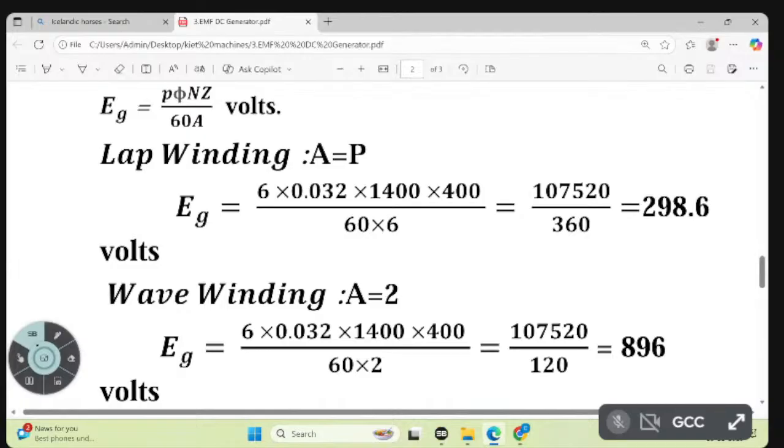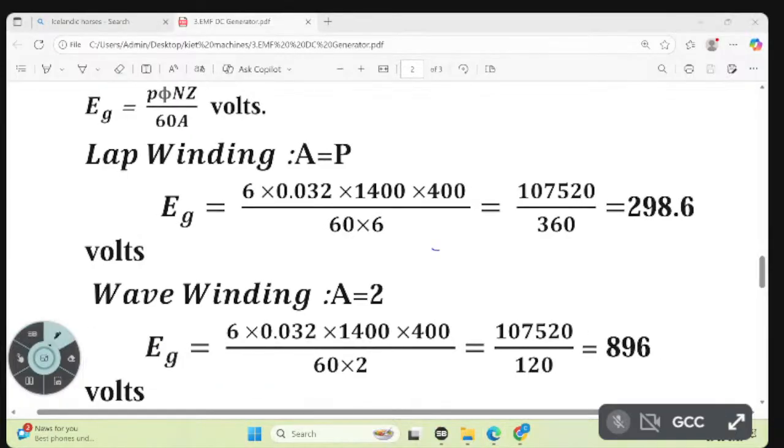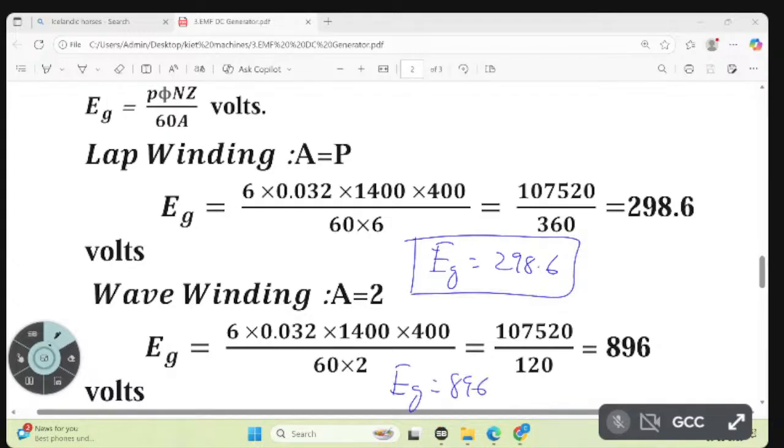So after getting the value, you keep this one in a box. Ea is equal to 298.6. Ea is equal to 896 volts. Keep it in a box. Okay, let the value choose, they will give 8 out of 8. Yes. Okay. So this is the way of handling the problem.